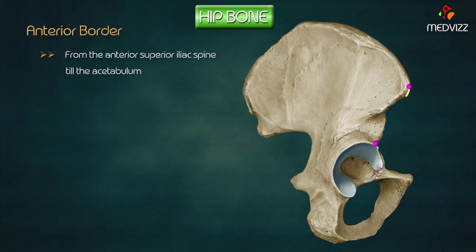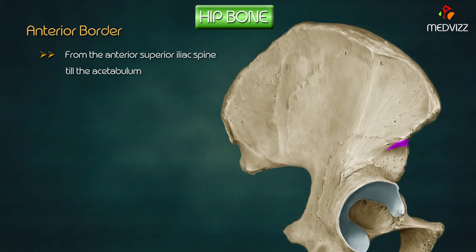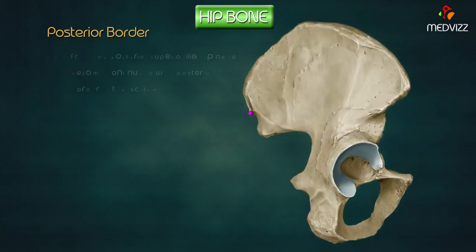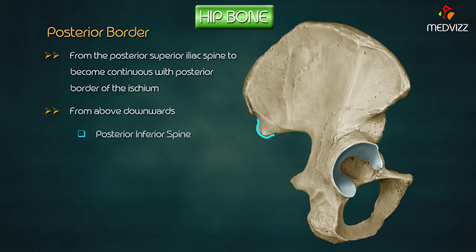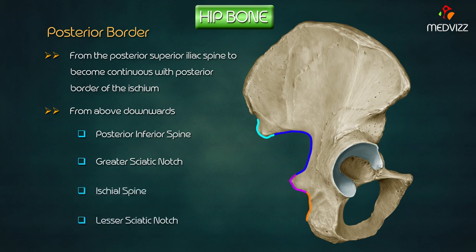Anterior border. It extends from the anterior superior iliac spine till the acetabulum. A small notch is present just below the spine for the lateral cutaneous nerve of the thigh. Anterior inferior spine is a projection in the lower part. Posterior border. It extends from the posterior superior iliac spine to become continuous with the posterior border of the ischium. From above downwards, it presents with posterior inferior spine, greater sciatic notch, ischial spine, lesser sciatic notch.